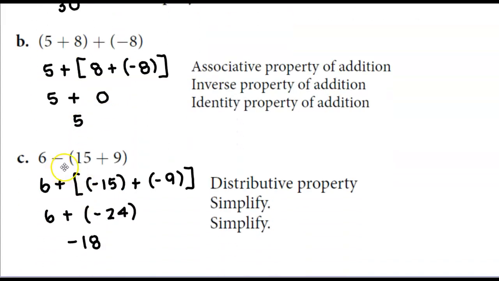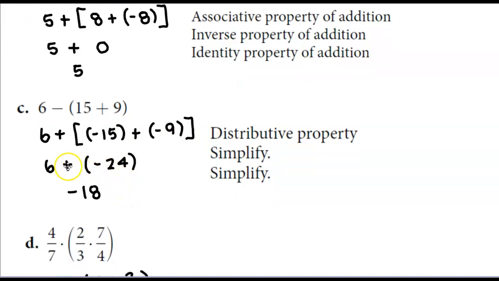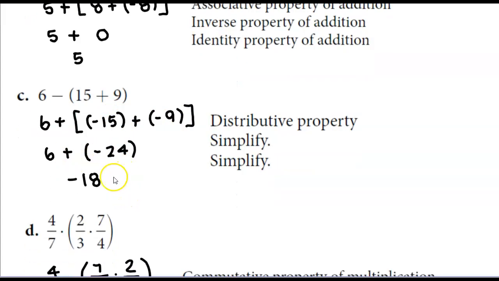Next we have 6 minus (15 plus 9). We're going to use the distributive property by distributing the minus sign to both 15 and 9. So we're going to get 6 plus (negative 15 plus negative 9). And then we can add what's in the brackets here because they have the same sign. So negative 15 plus negative 9 gives you negative 24. And 6 plus negative 24 gives you negative 18.